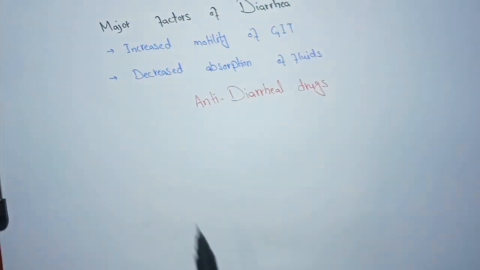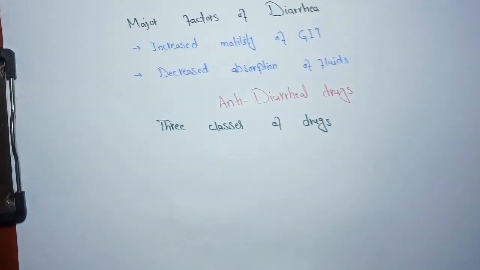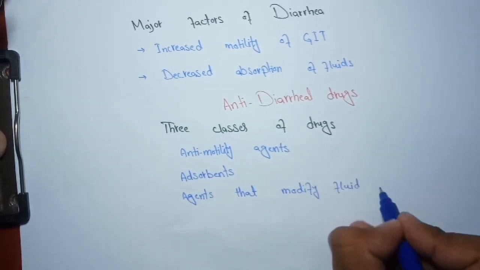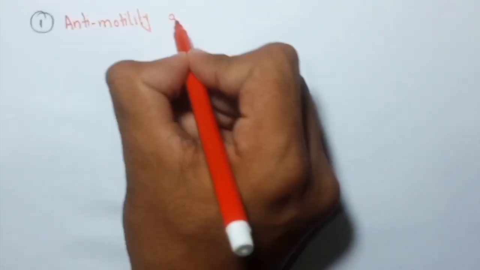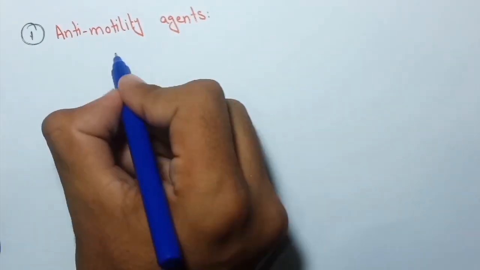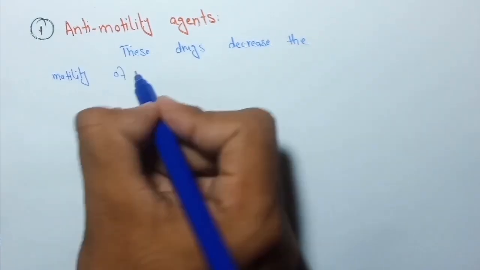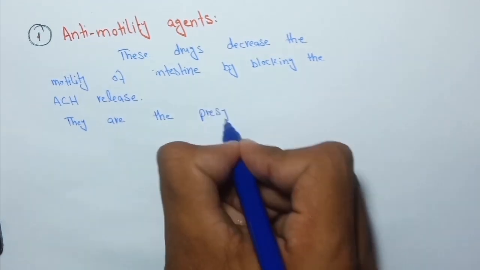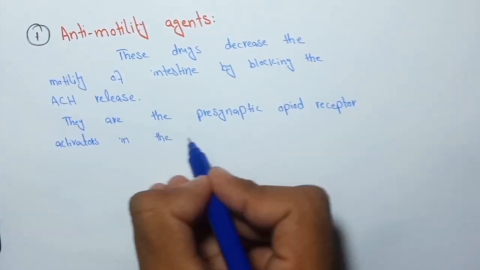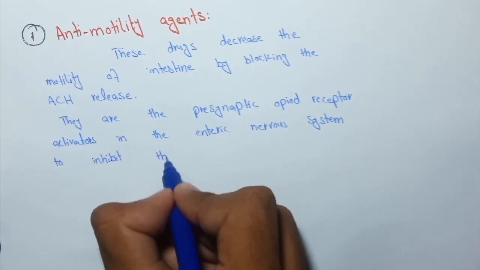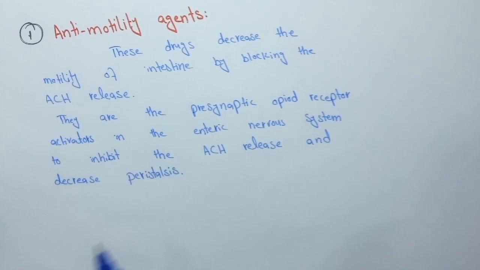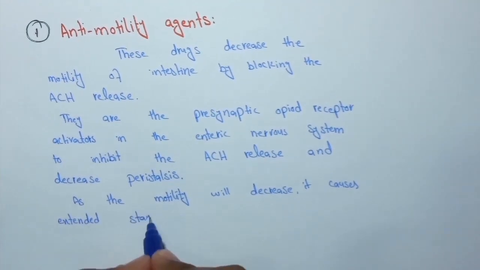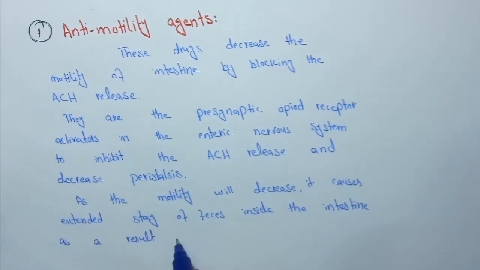And anti-diarrheal drugs, there are basically 3 classes of anti-diarrheal drugs: anti-motility agents, adsorbents, and the agents that modify fluid and electrolyte transport. Now let's start our first class of anti-diarrheal drugs, which is anti-motility agents. These drugs decrease the motility of the intestine by blocking the acetylcholine release, and they are presynaptic opioid receptor activators in the enteric nervous system to inhibit ACH release and decrease peristalsis. As the motility decreases in the intestine, it causes an extended stay inside the intestine and water will be reabsorbed from the watery stools.